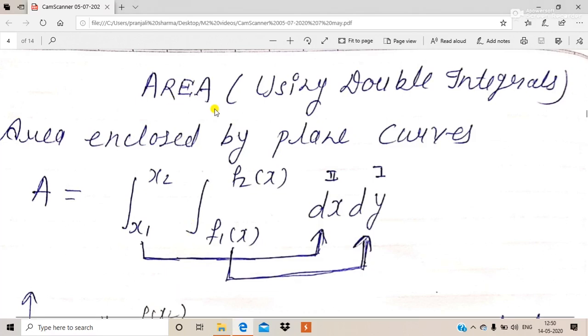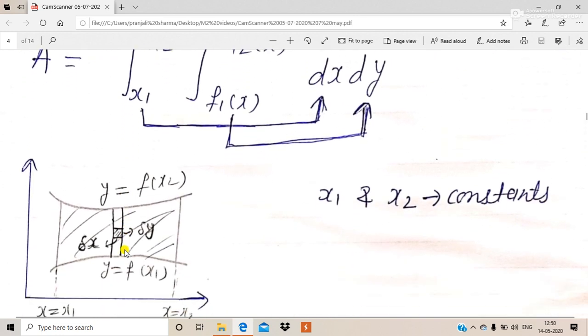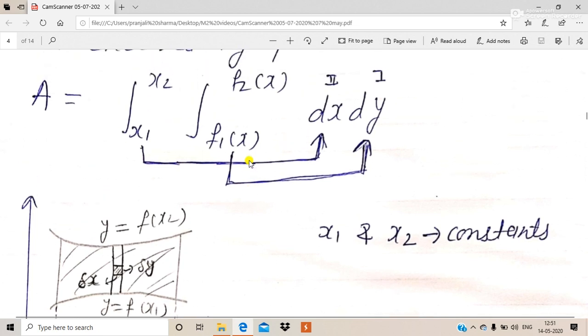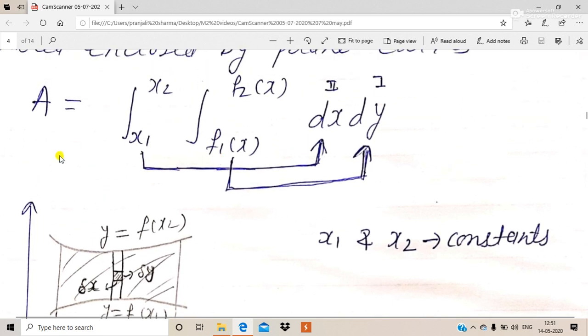In this video lecture, we are going to understand area using double integrals. So, if we have to find the area between two curves y = f1(x) and y = f2(x) between the ordinates x1 to x2, this can be evaluated using the formula: area is equal to the integration of 1 dx dy between the limits x1 to x2 and f1(x) to f2(x).